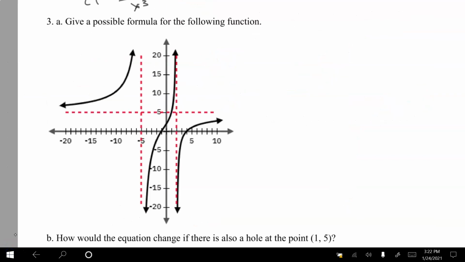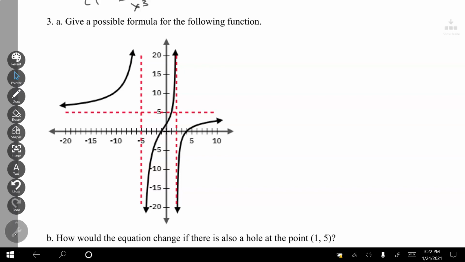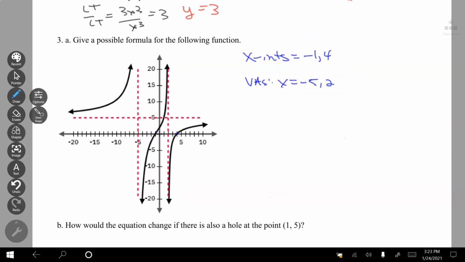And finally, we want to write a possible formula for this function. Now, again, we have to pay attention to the x-intercepts, which are equal to negative 1 and 4. Right here, negative 1 and 4. My VAs are x equals negative 5 and 2. I think those were important.